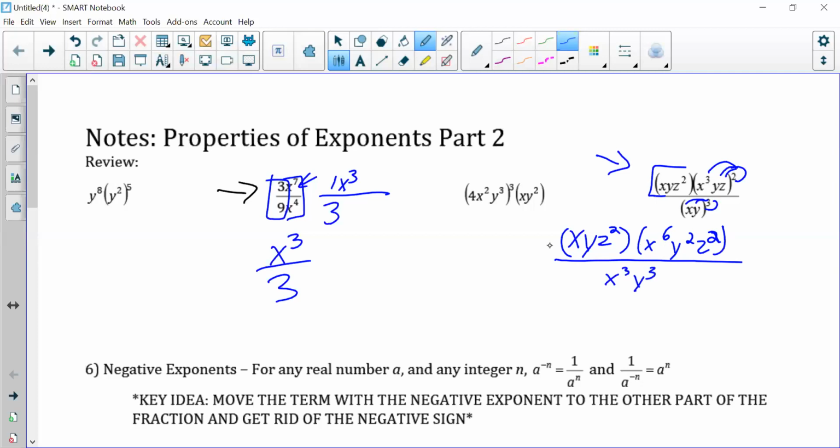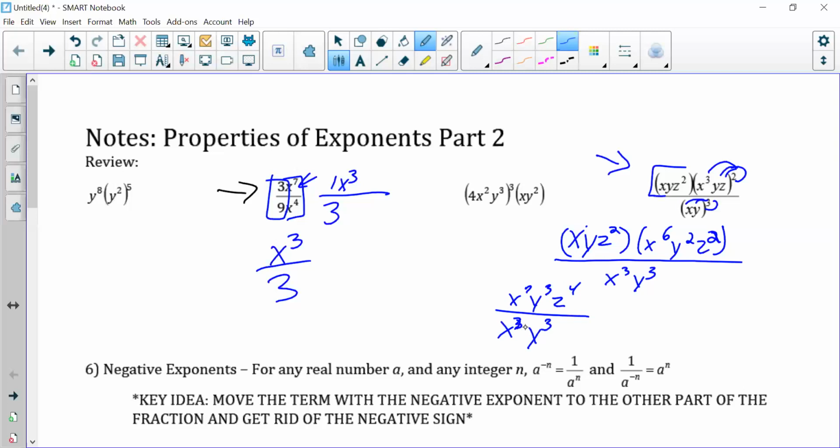All right, next we need to do our multiplication on top. So remember, when we're multiplying numbers with exponents, you add the exponents. So x to the first times x to the 6th. So this is x to the 1 plus 6 power. So this is x to the 7th. Now our y's, y to the 1 plus 2 power. So this is y to the 3rd. Z squared times z squared gives us z to the 4th, all over x cubed, y cubed.